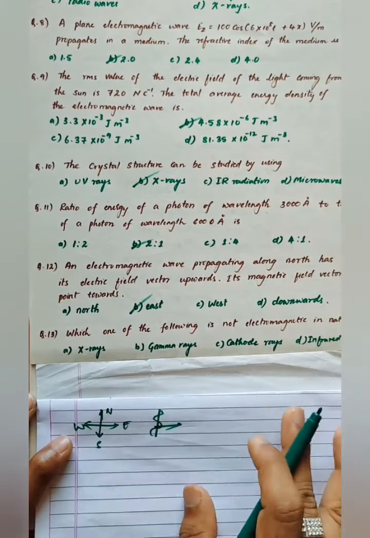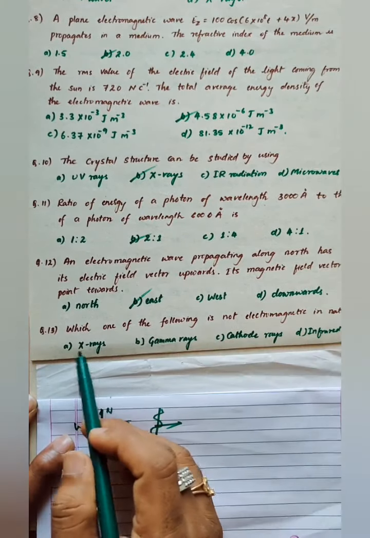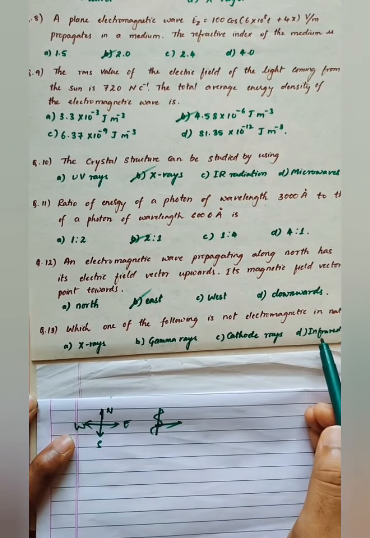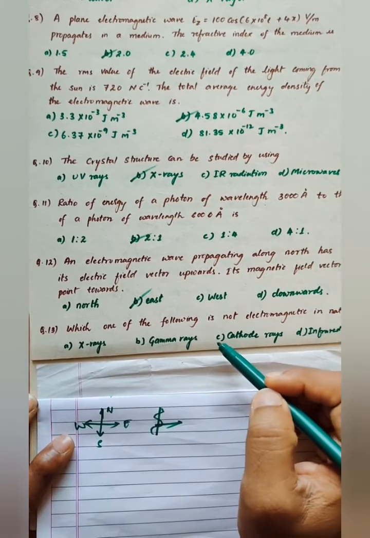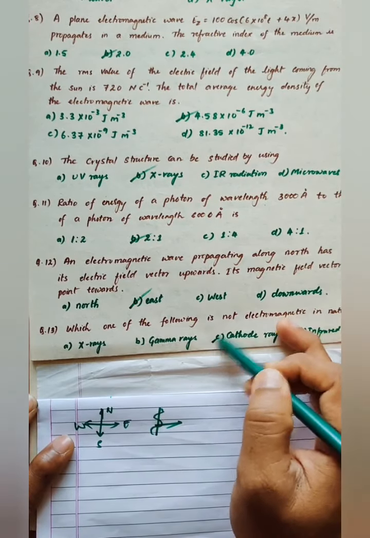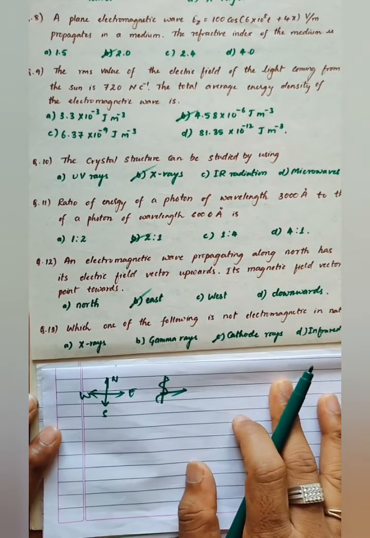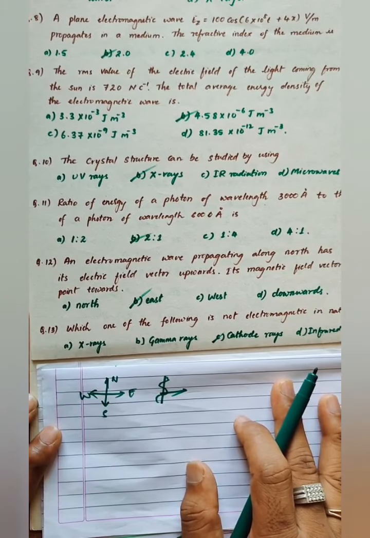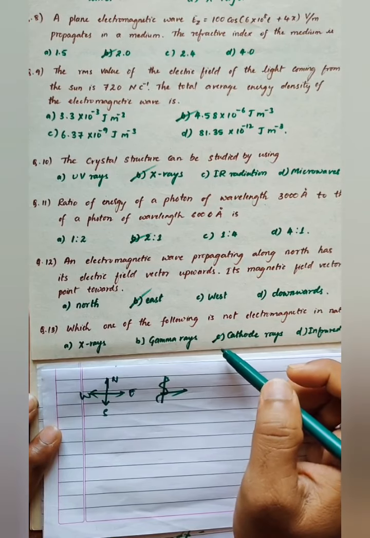Which of the following is not an electromagnetic wave in nature? Obviously X-rays are electromagnetic, gamma rays are electromagnetic, infrared also electromagnetic, but cathode rays are not electromagnetic. You may feel it is a very easy question, but believe me, this can sometimes be asked in CET, because most of the times it was asked. Very silly, but sometimes people get confused with these things. That's why it is also important. Don't neglect this kind of question also.